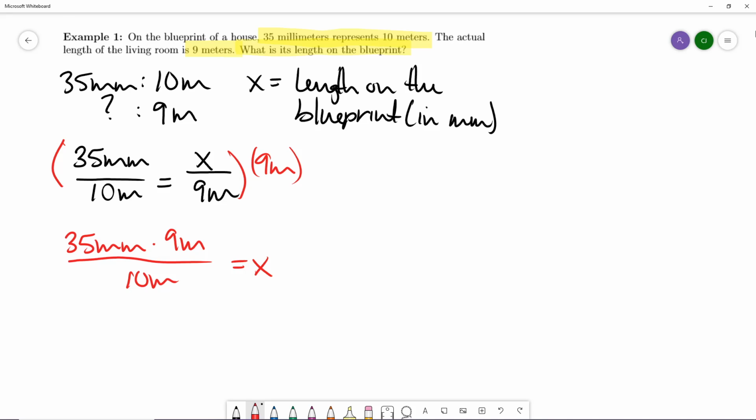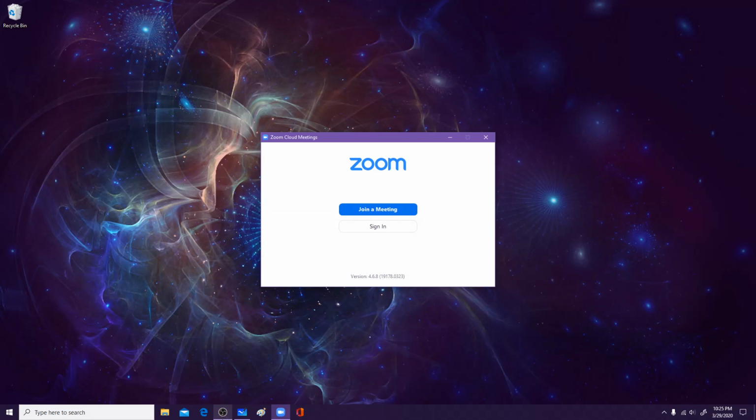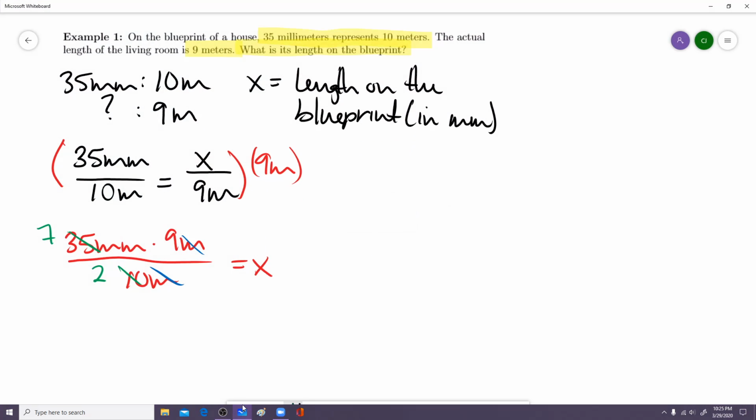Okay, since I have meters on top and meters on the bottom, this gets canceled. Right? And then all I'm left with is 35 times 9 over 10. 35 and 10, they both have a factor of 5 in common. So what does that mean? I can divide them both by 5. When I do that, I get 7, and this is 2. Okay, and so when I do that, what am I left with? I'm left with 7 times 9, which is 63 over 2. And then we have millimeters. Okay. And this is the length on our blueprint.